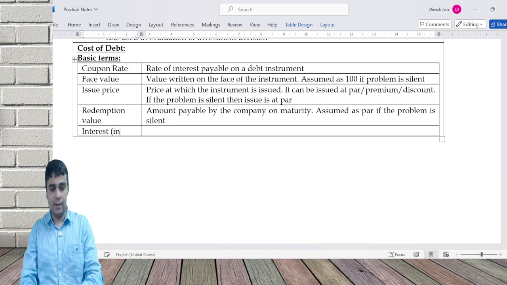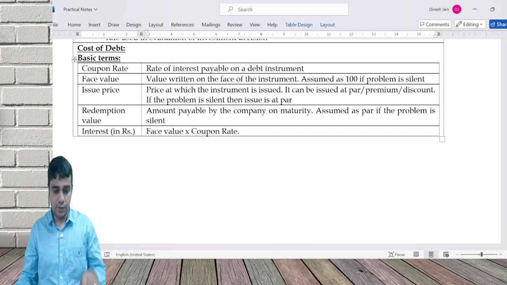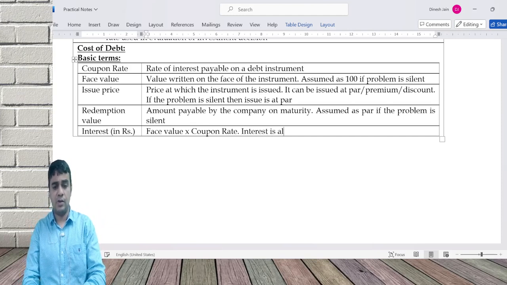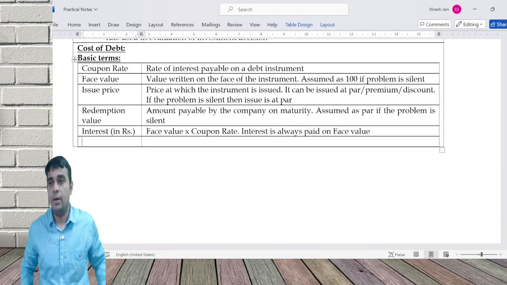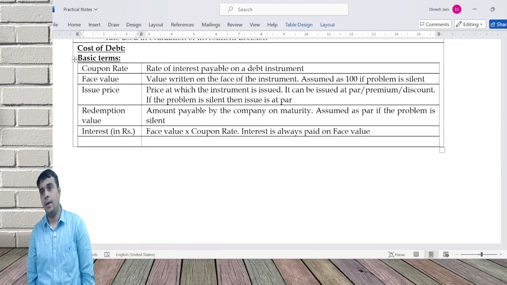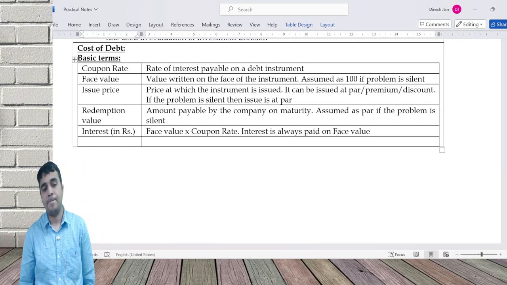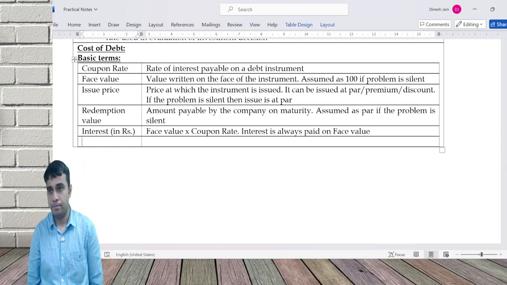Interest in rupees is equal to face value into coupon rate. Full stop. Interest is always paid on face value. Clear?